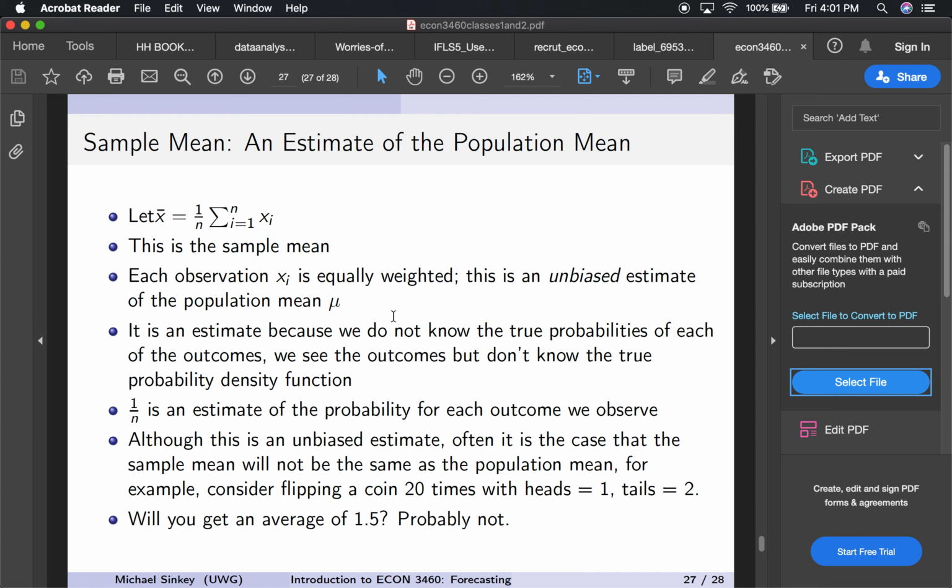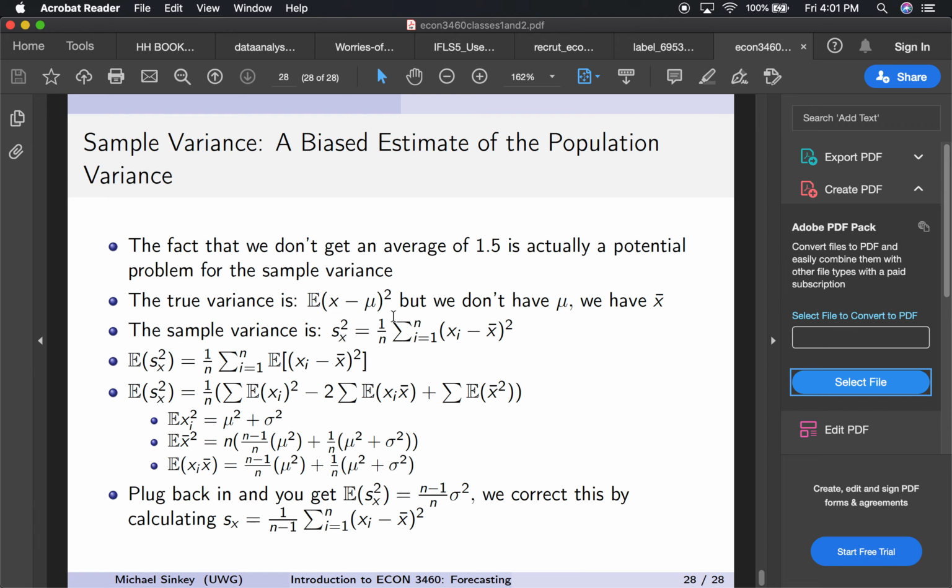And so you can think of almost any time, even if you were to flip a coin 20 times and you know what the outcomes are, and we know the probability is 1/2, still, if I go through the process of constructing a sample mean, it's unbiased, but I may not get 1.5 as the sample mean. The fact that I don't get 1.5 is actually a problem for the sample variance, because the sample variance is biased down. And I show you why on these slides.